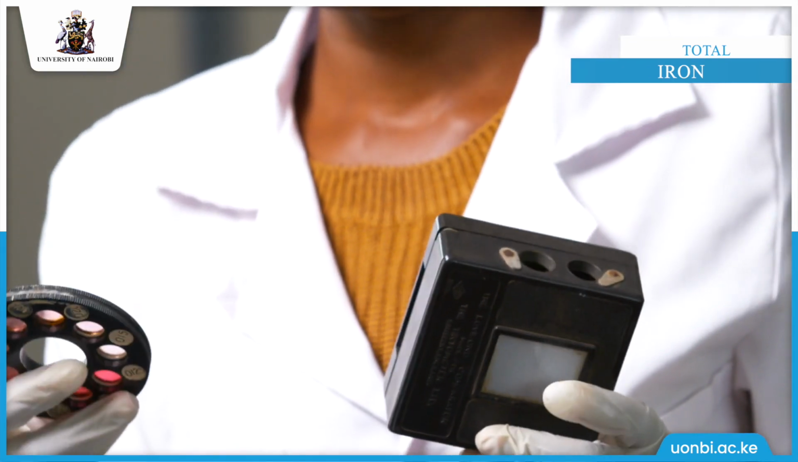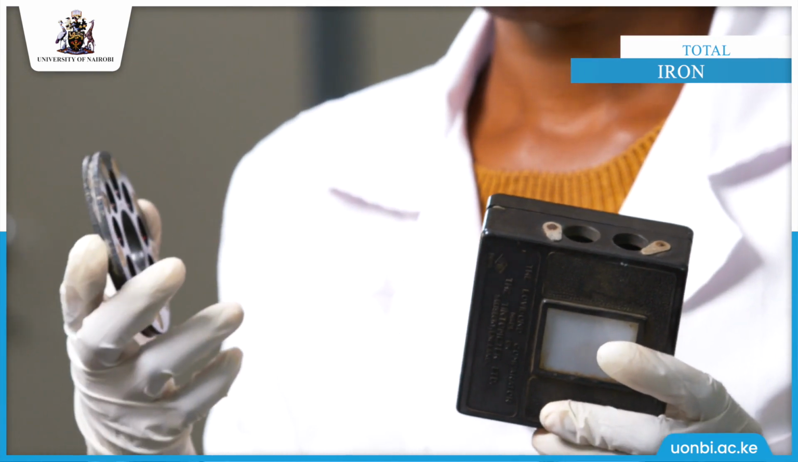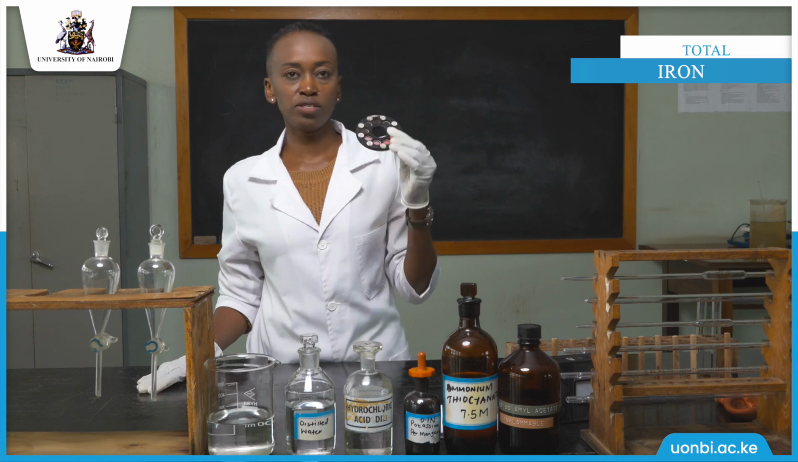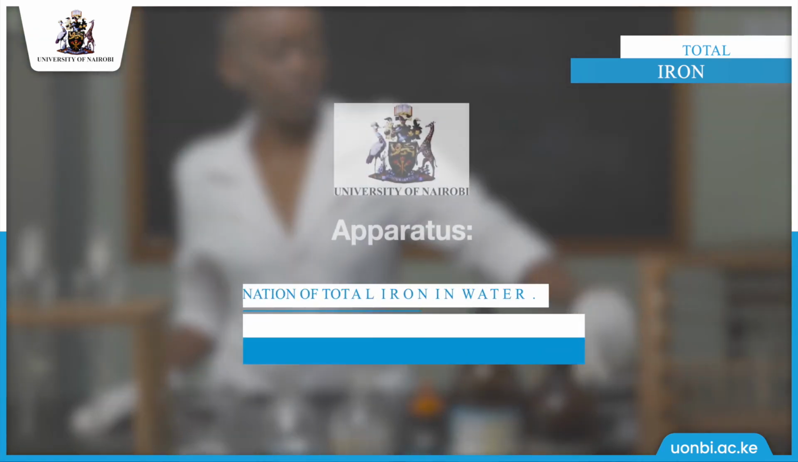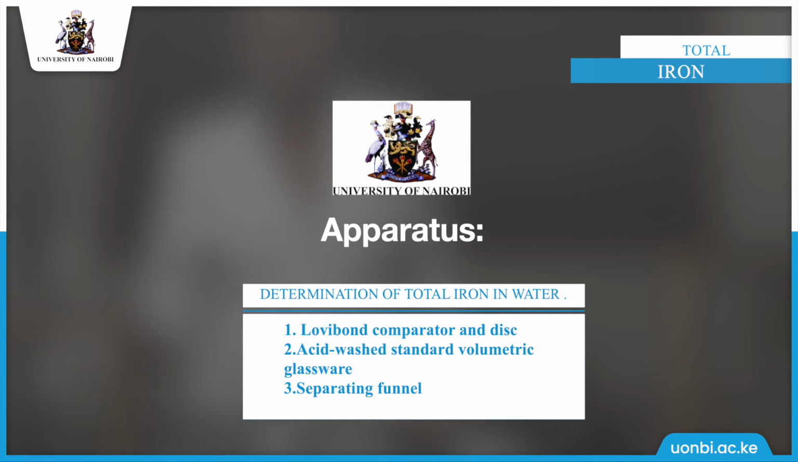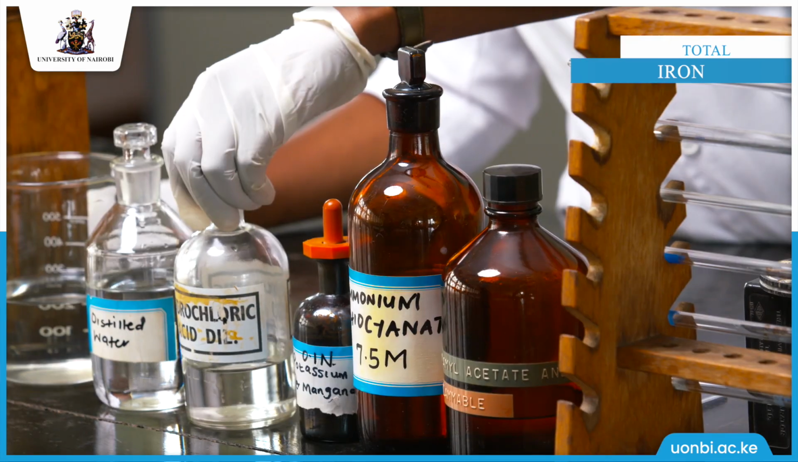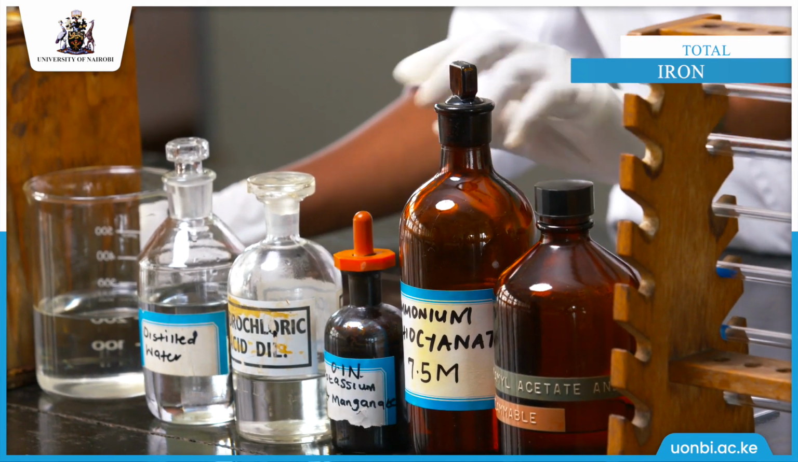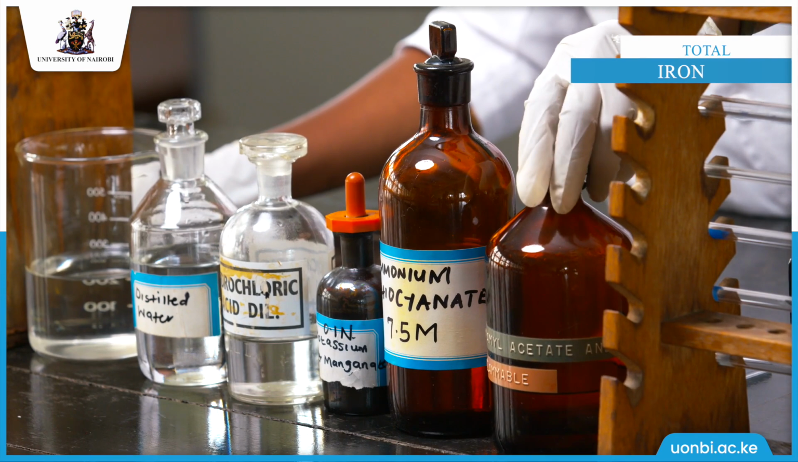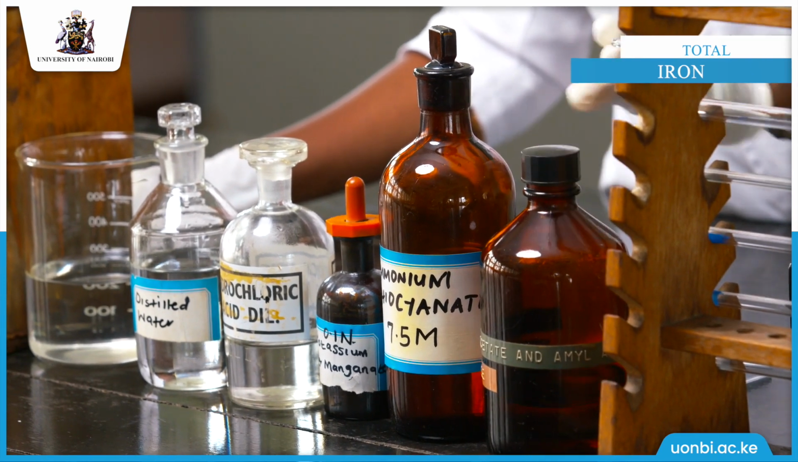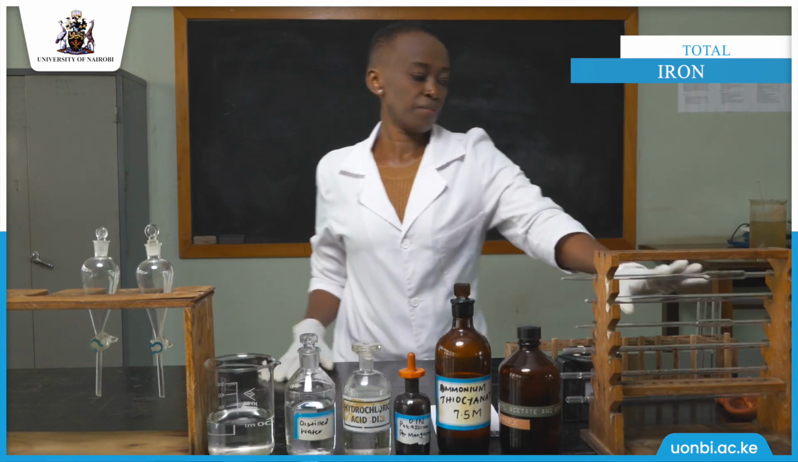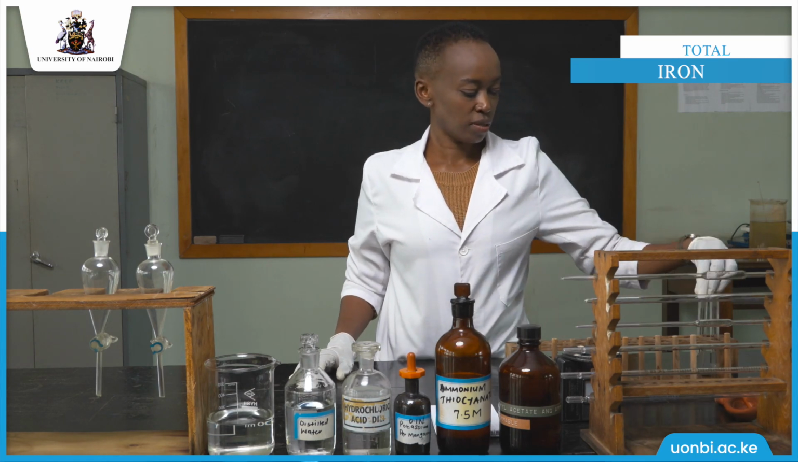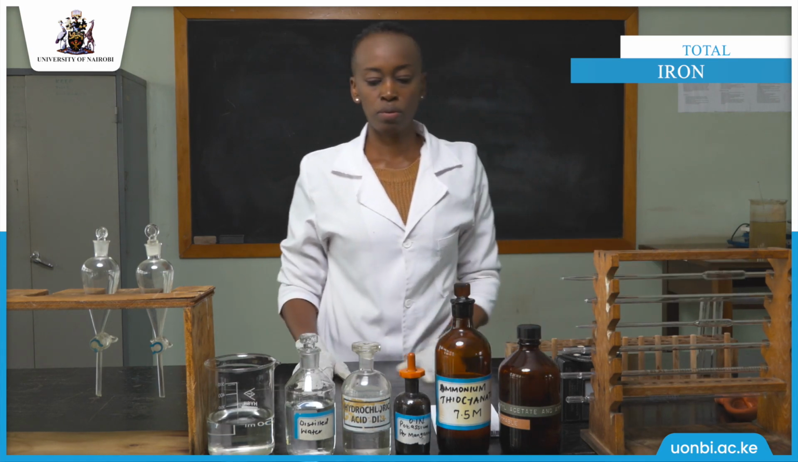This is the Lovibond comparator, and this is the disc that we are going to use. The disc number is 3/11. The apparatus that we are going to use are these separating funnels, and this is the rack. These are the reagents: dilute hydrochloric acid, potassium permanganate, ammonium thiocyanate, and amyl acetate, amyl alcohol. These are the pipettes and the test tubes where we are going to put our sample.